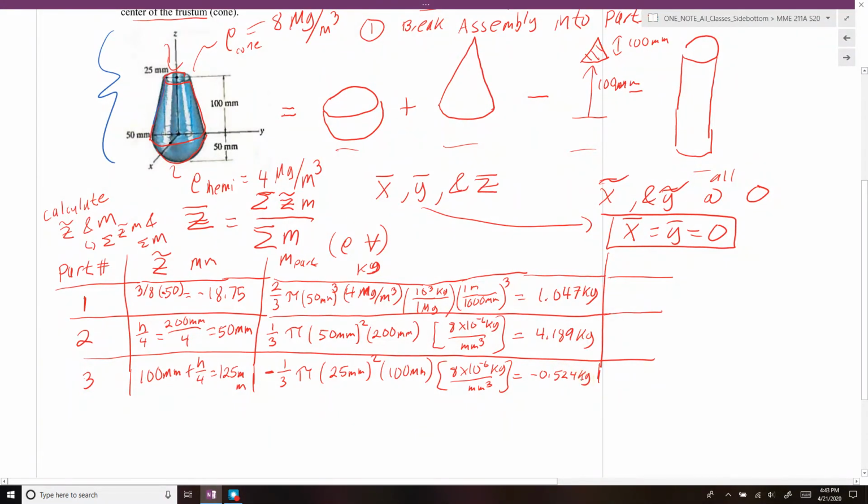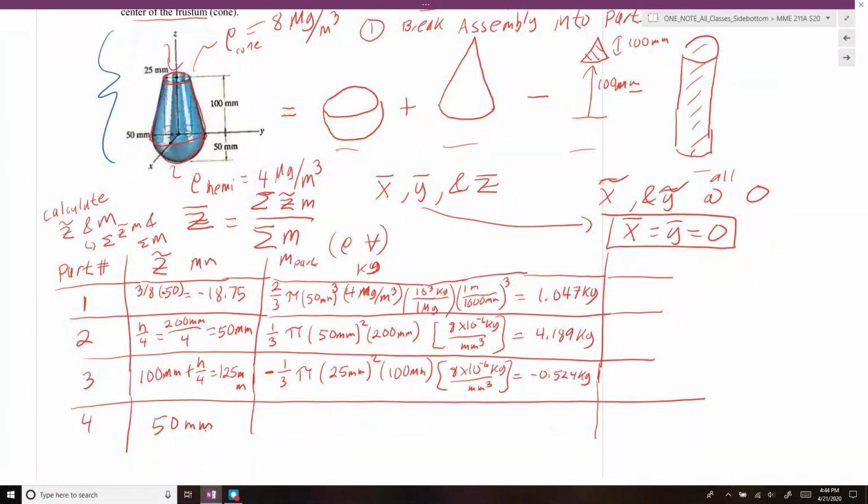kilograms. And then the last section we have to do is we're going to have z tilde for our cylinder. Our cylinder is again will be negative, and then the height of our cylinder is z tilde is going to be equal to 50 millimeters, since the base of it is at z is equal to 0, and the total height is 100.